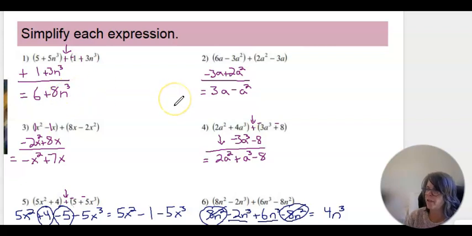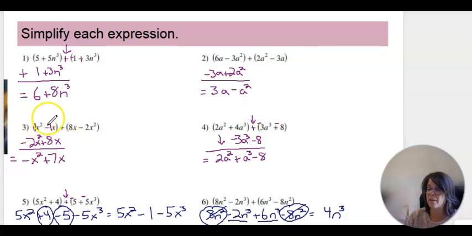I lined everything up. So like in number 2, when I went to add 2a squared, I wrote it underneath the other a squared term. And I wrote that negative 3a underneath the other plain a term. Always take the sign in front of the number with the number, and then you'll never have a sign problem.